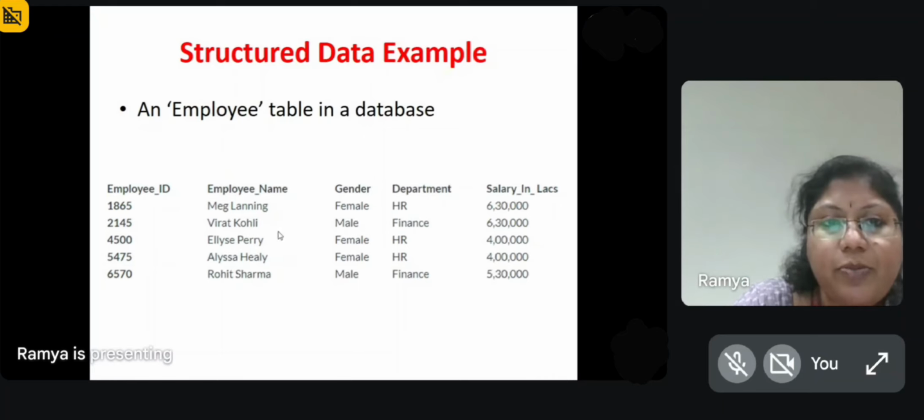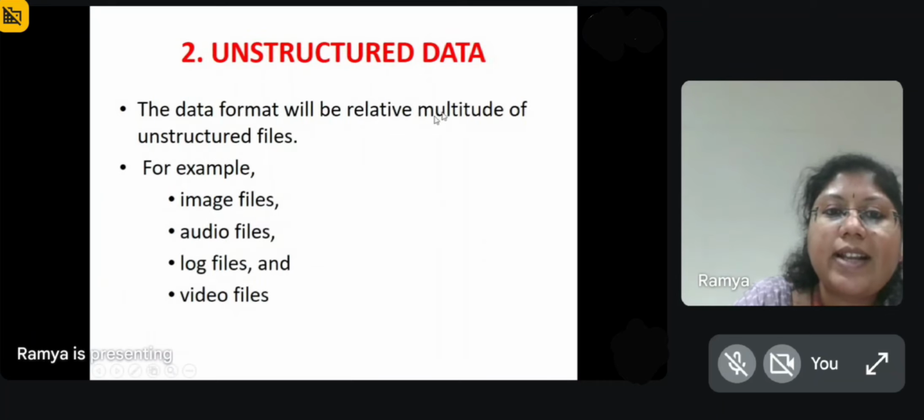It is not necessarily an employee table. It can be the student, or hospital management details, or patient details, doctor's details, or player details. So any details that are based upon the database which is in a fixed format, it is called structured data. Second one is we are having the unstructured data.